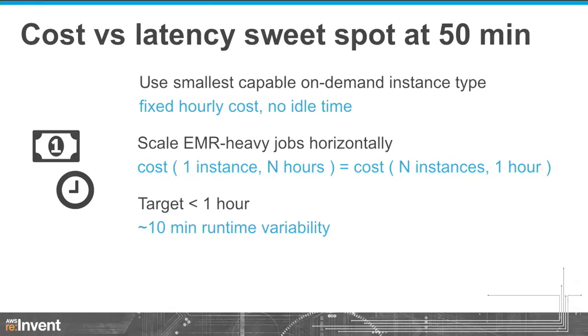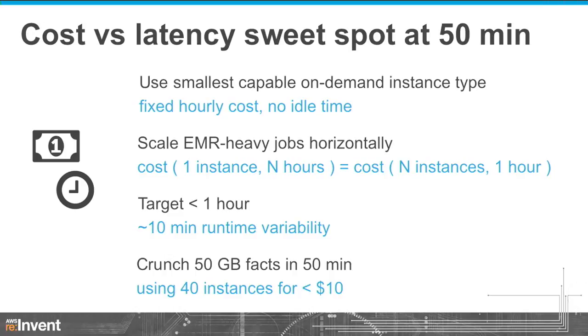We pretty much do that, except there's a little bit of a fudge factor because there's about a 10-minute runtime variability, just instances starting up and whatnot. We don't want to get accidentally charged for 2 hours, so we shoot for 50 minutes. And just as an example, this is a very small pipeline. There's only 50 gig of facts that we're processing, but it's a complex pipeline. It's on the order of the one I showed you a slide ago with Pipely. We can crunch that in 50 minutes using 40 instances under $10, so very cheap.